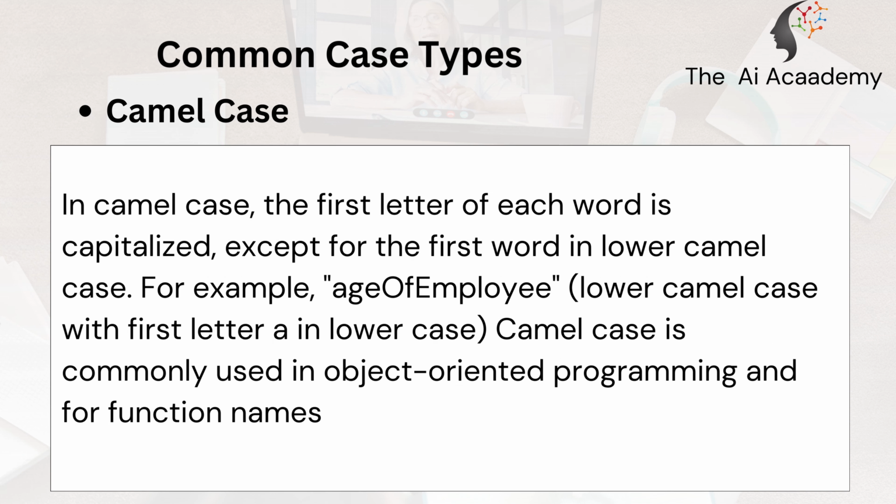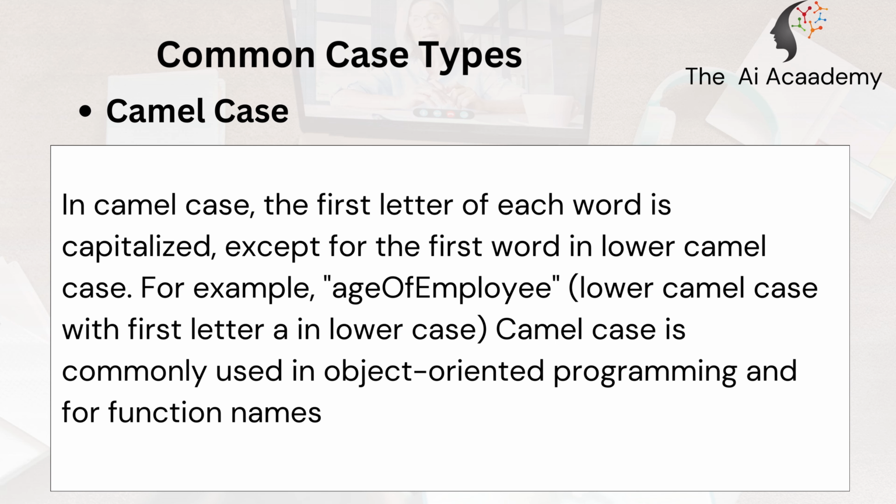Common case types for naming variables are: camel case. In camel case, the first letter of each word is capitalized, except for the first word in lower camel case. For example, ageOfEmployee, lower camel case with the first letter a in lowercase. Camel case is commonly used in object-oriented programming and for function names.